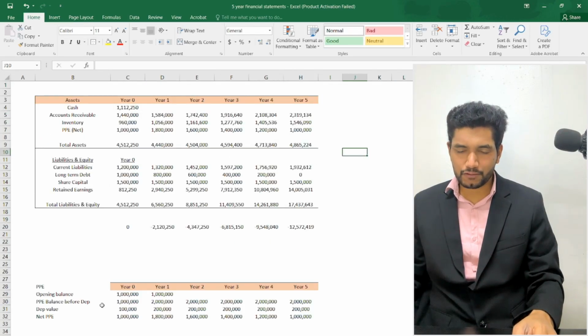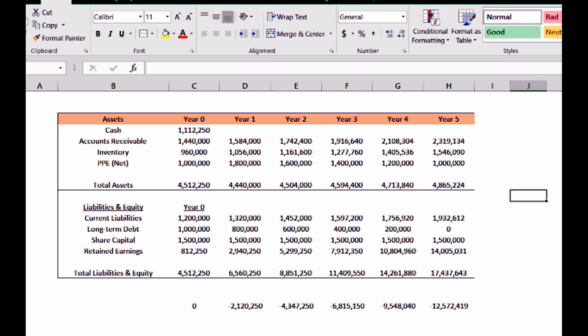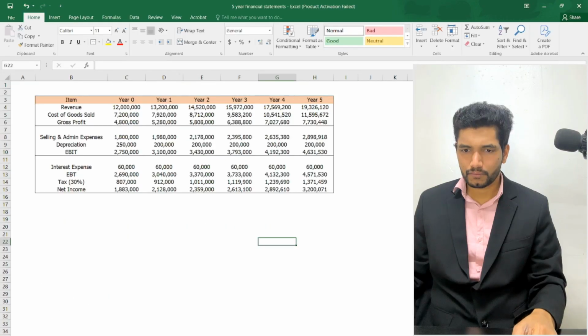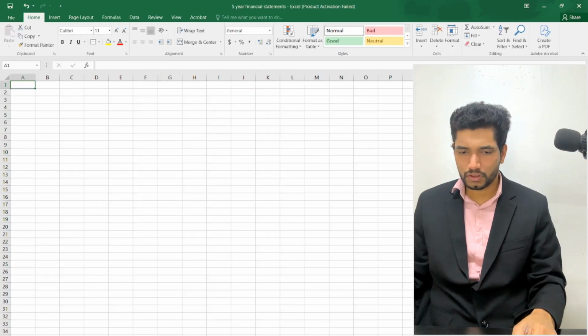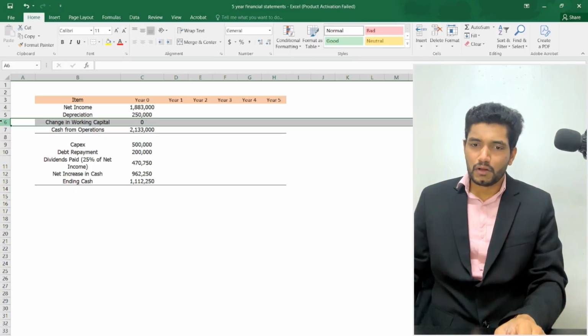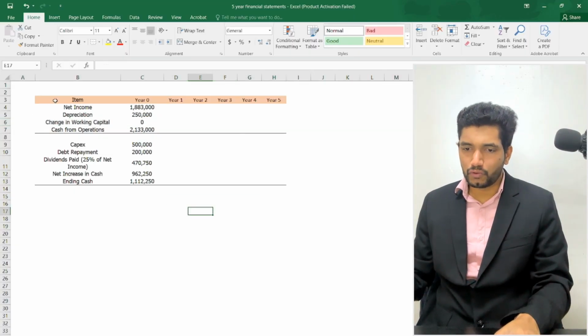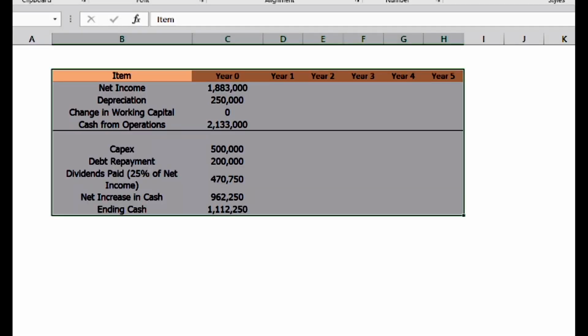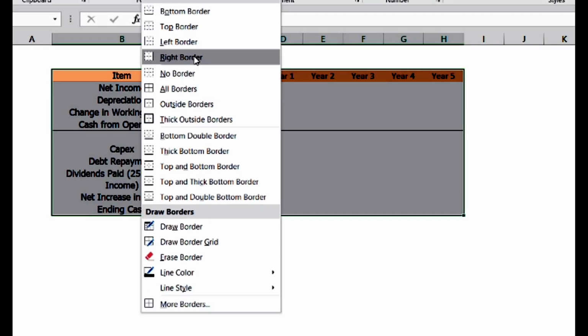Now we are moving to the cash flow statement. Here again there is a review pending. Definitely in the cash balance we have to add from the cash flow statement. And then let's come to the cash flow statement. So I just formatted this into the same format that we designed for the other two statements.